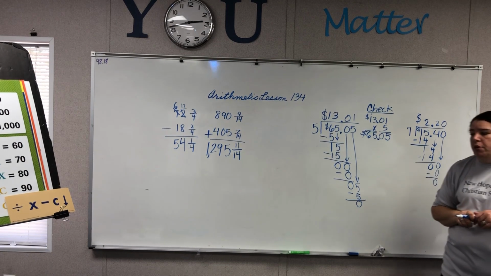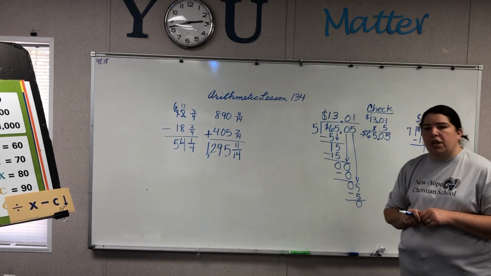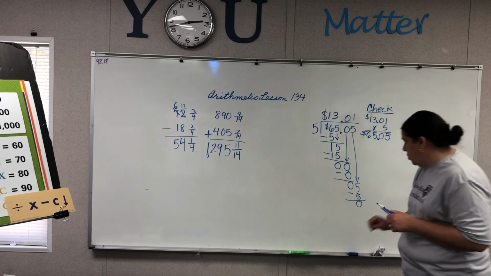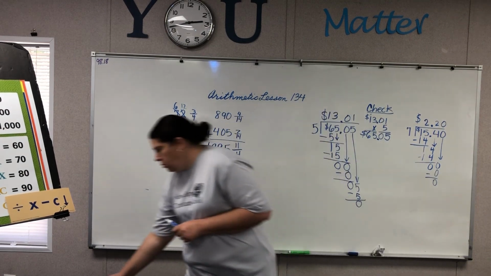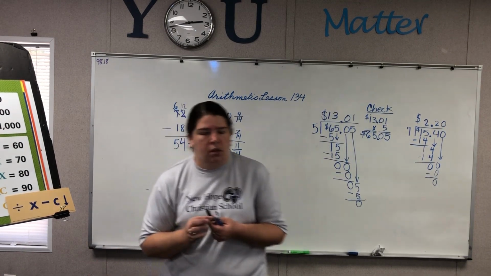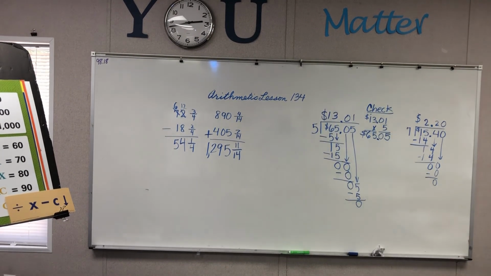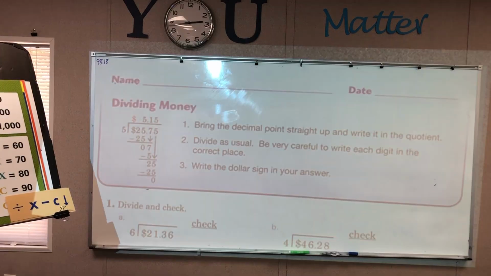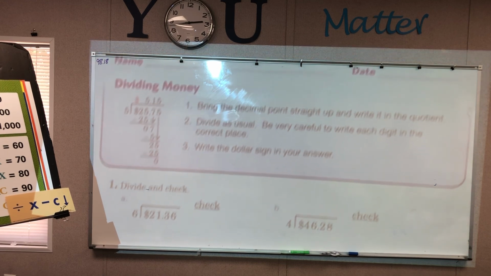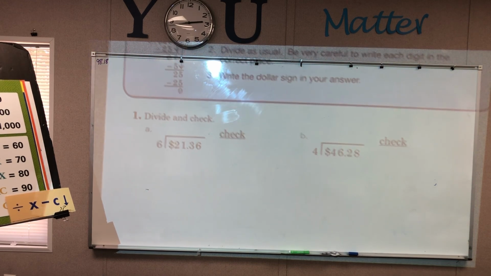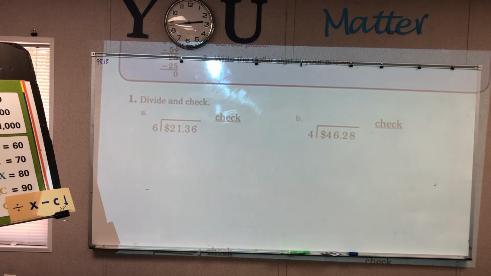You have a few on your worksheet to do. I'm going to change over to the document camera. So again, you have your worksheet, lesson 134. You should see the example of dividing money on top. That's what we just did. And we are going to do one more together as you do it on your paper.